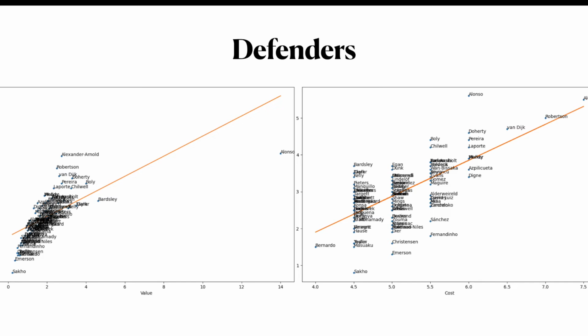Alexander-Arnold, Robertson, Van Dijk, all the Liverpool players consistently keeping clean sheets. But then a few names which maybe you're slightly surprised to see. Doherty and Boly, the Wolves defenders, scored very well for their price points. And then also Pereira, I think, was quite a big name for Leicester City. I think a lot of us knew about him in fantasy football. Chilwell the same.